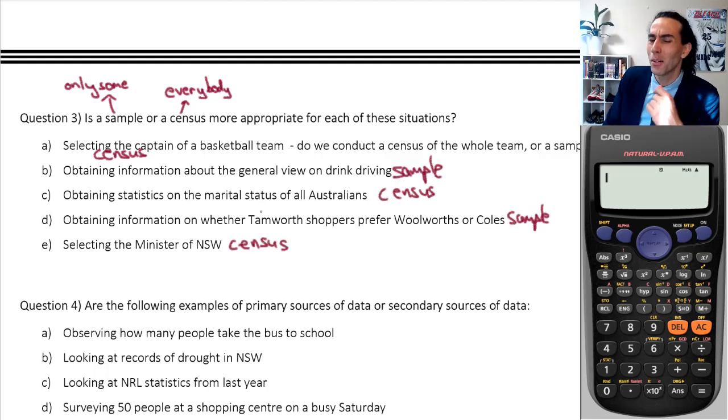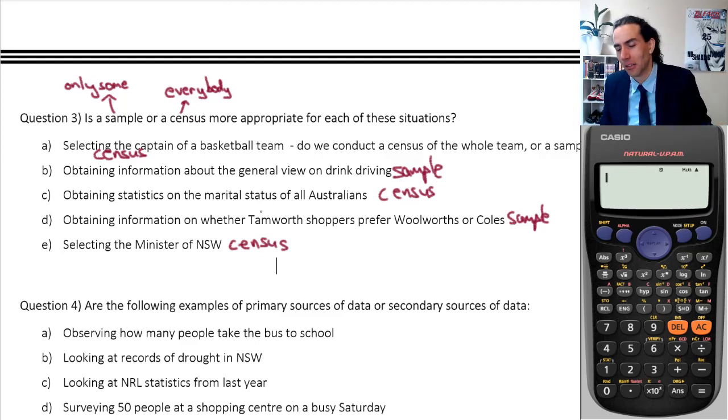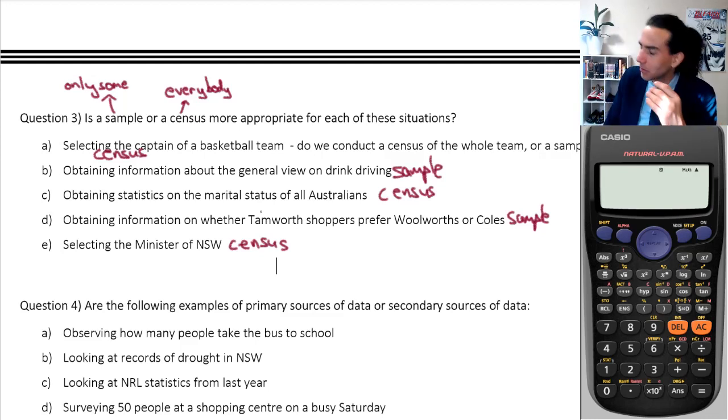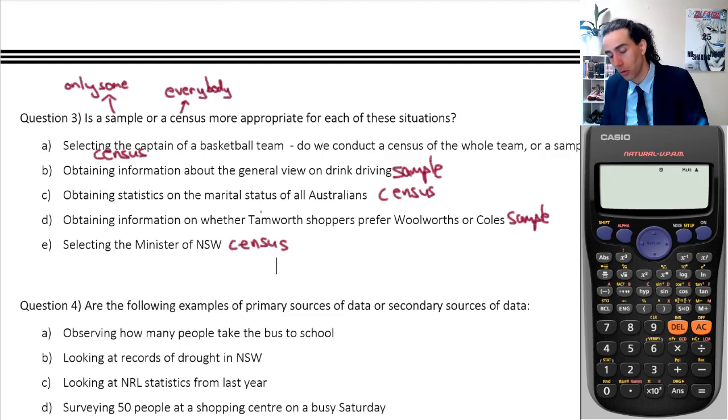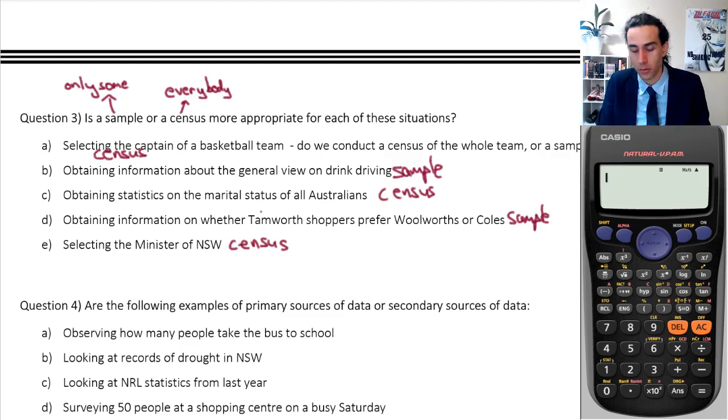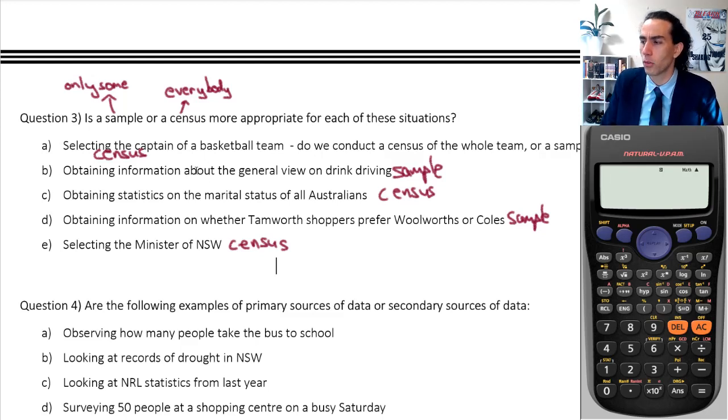Answers are there. Problem with 3E there, selecting the Minister of New South Wales. That's not how it works. Like all you do in an election is you vote for your local member and you vote for the Senate. And after that, it's all the politicians. They work out who's the boss. They work out who's the Minister of Agriculture, who's the Minister of Education, etc., etc. You just choose. So it's a silly question. All right. Next one, question 4.